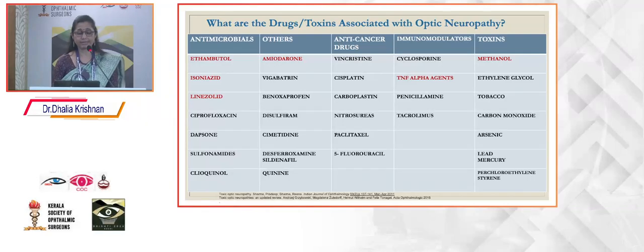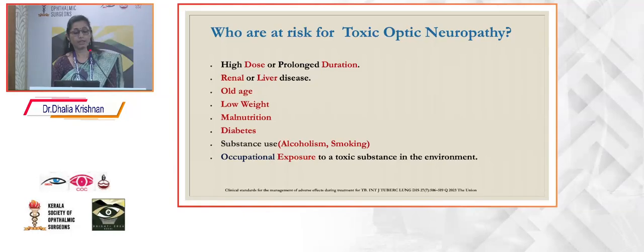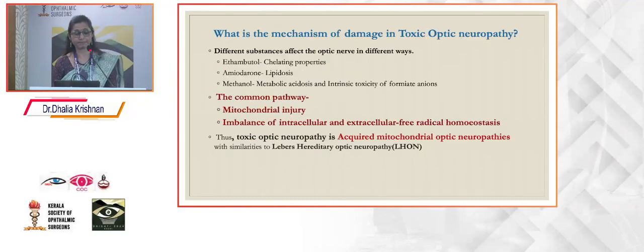There are numerous drugs and toxins associated with optic neuropathy. Notable among them are the ATT first-line drugs, ethambutol and isoniazid, linezolid used for MDR tuberculosis, amiodarone; many anti-cancer drugs and immunomodulators are also implicated. Methanol causes an acute toxic optic neuropathy as an exception. The risk increases when the drugs are used in high dose or for prolonged duration in patients with renal and liver disease, old age, low weight, malnutrition, diabetes, substance use, and occupational exposure for a long period.